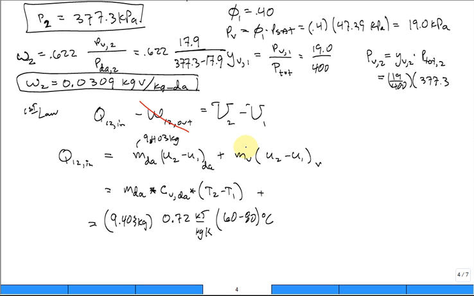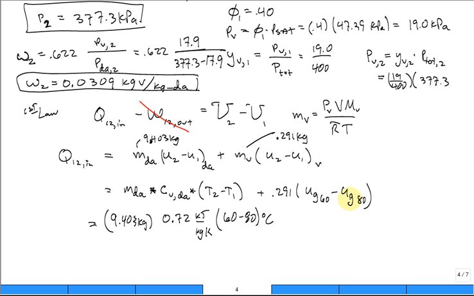You calculate the same type of equation. The mass of the vapor is equal to the pressure of the vapor, the total volume of the tank, molar mass of the vapor divided by R bar T to get the mass of the vapor, just like for the mass of the dry air. That one, we come in at 0.291 kilograms. Now you're left with a choice: look for a specific heat or just use the tables. It would be 0.291 times u_g at 60 minus u_g at 80. So saturated vapor's internal energy at 60 degrees C and at 80 degrees C.